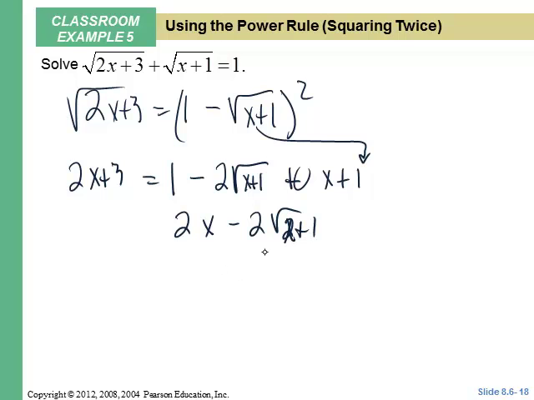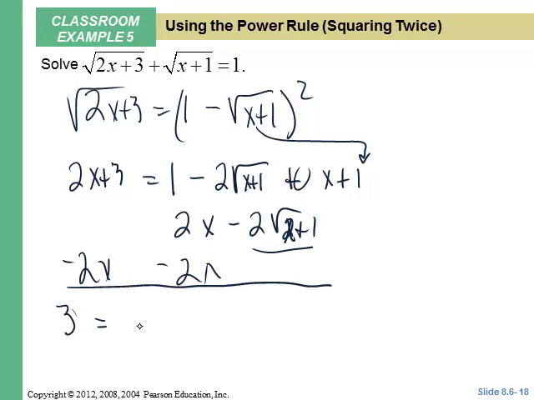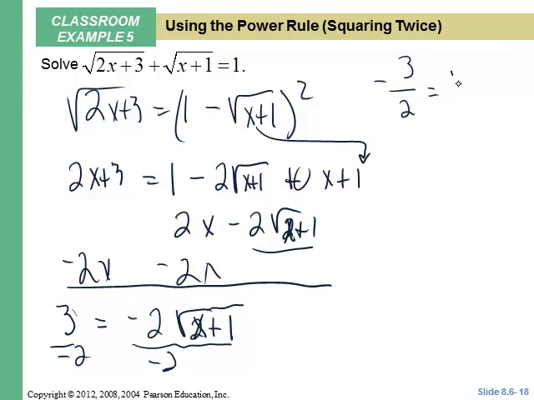Now we want this part all alone, so let's subtract 2x from both sides. And we get 3 equals negative 2 root of x plus 1. Divide both sides by negative 2, and we get 3 halves equals root of x plus 1. Square both sides, you get 9 fourths is x plus 1. Subtract 1 from both sides, x is 5 fourths.